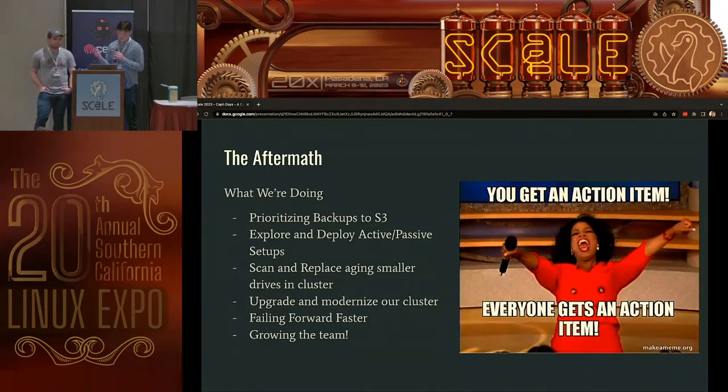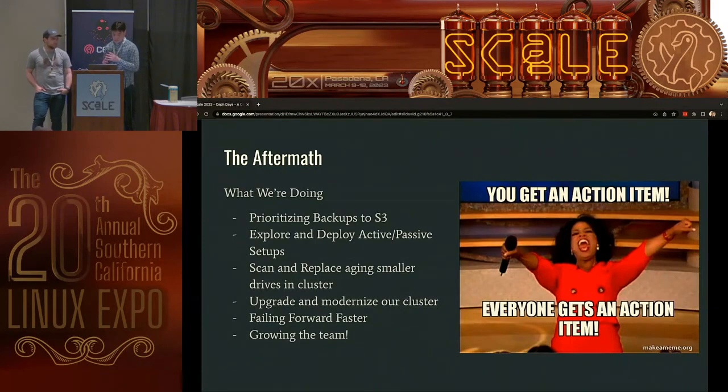We're going to explore and deploy active-passive setups. One of the niceties that we have right now is that we have remote offices out in Austin as well, and so deploying a multi-region type of architecture is probably going to help with our reliability.